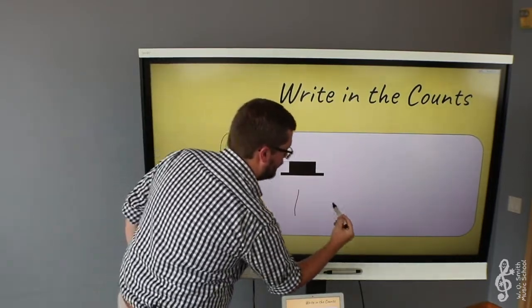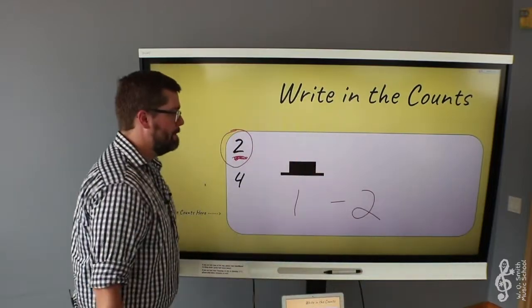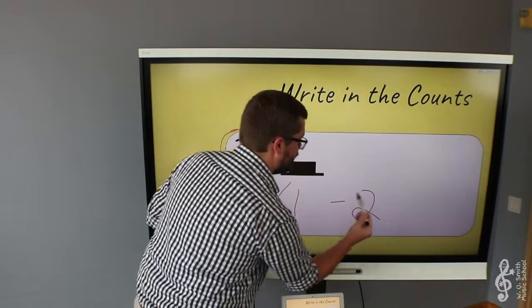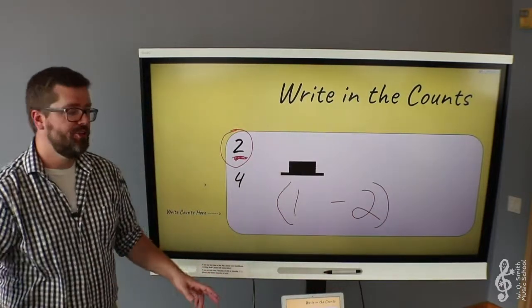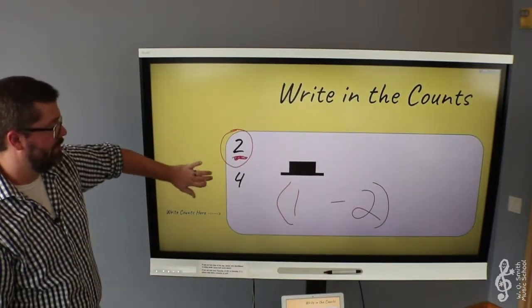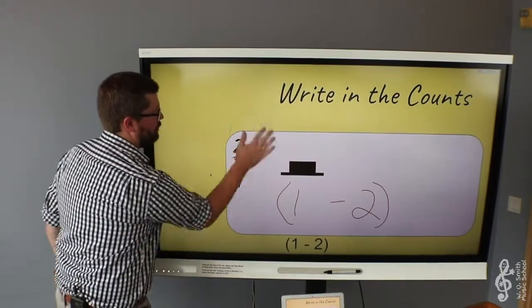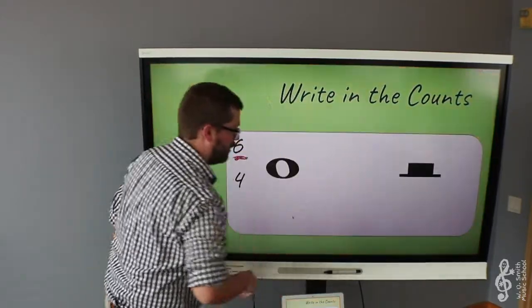So 1-2. What do we do for rests to signify rests? We put them in parentheses. 1-2 in parentheses. Let's see. There you have it. We got it. Now I'm going to turn you loose to try a few on your own.